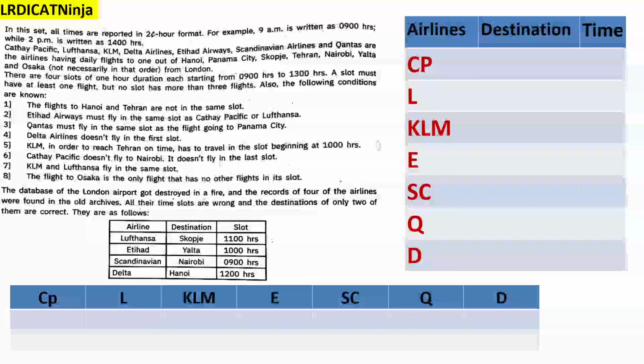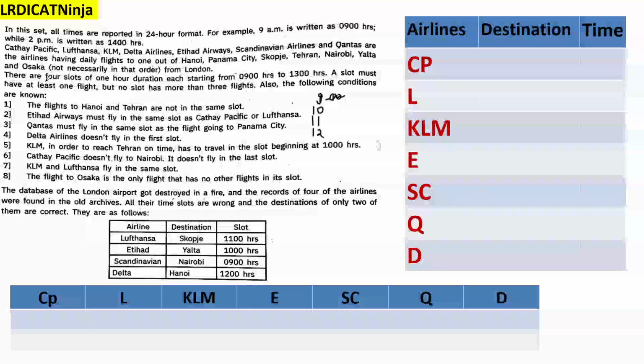In the set, all times are reported in 24-hour format. For example, 9 a.m. is written as 9 hours, while 2 p.m. is written as 14 hours, and so on. These are the airlines, and having daily flights to one out of Hanoi, Panama, Skopje, Tehran, Nairobi, Yalta, and Osaka, not necessarily in that order from London. There are four slots of 1 hour duration each, starting from 9 to 13. So basically, there are four slots: 9 to 10, 10 to 11, 11 to 12, and 12 to 13.